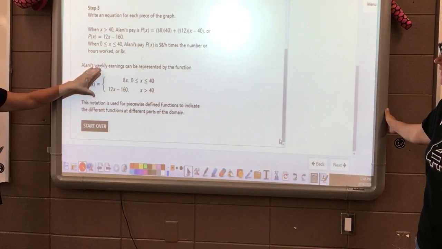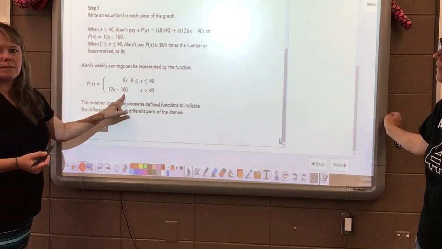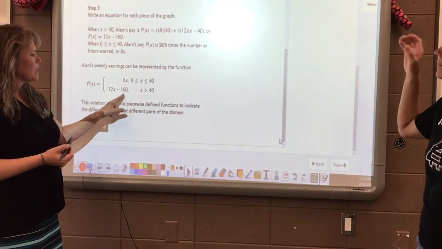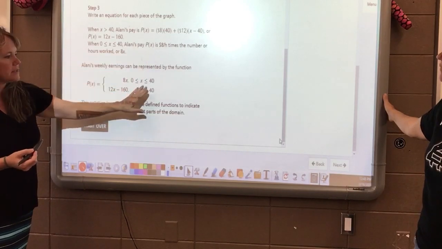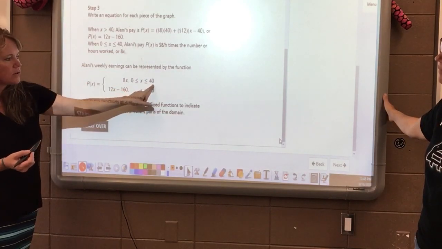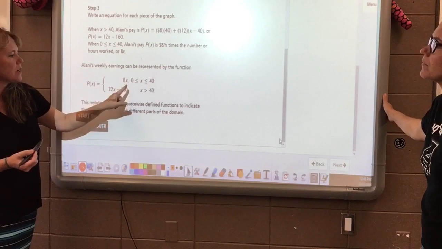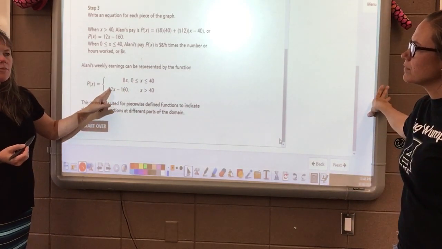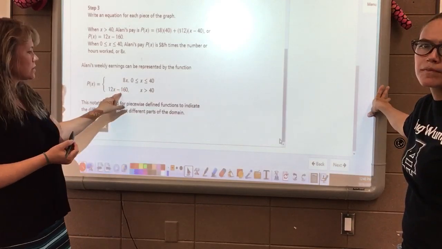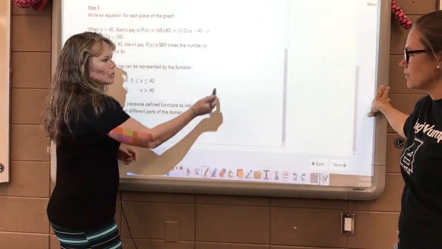So this is just a pretty way to write it. We can talk in a second about how to get to that negative 160 again. But the 8x on this part of the graph is kind of step one. From 0 to 40, she gets $8 per hour. When she gets over 40, she gets $12 per hour, but she doesn't have to start back at 0. She starts wherever the other one left off.